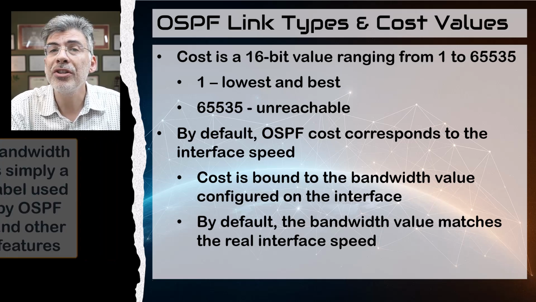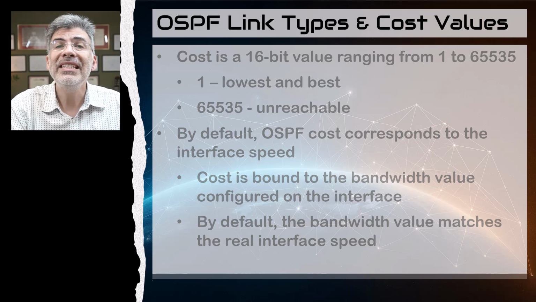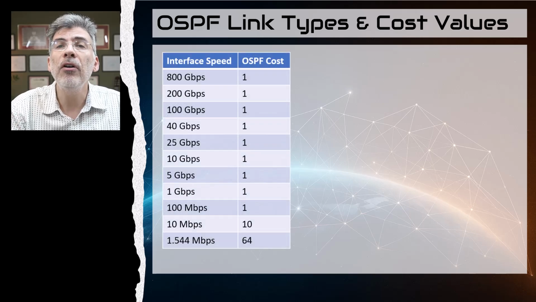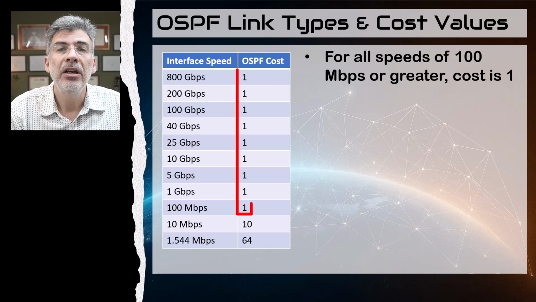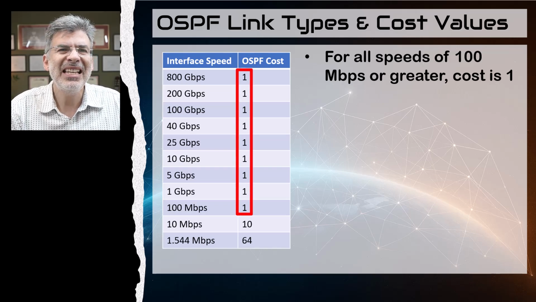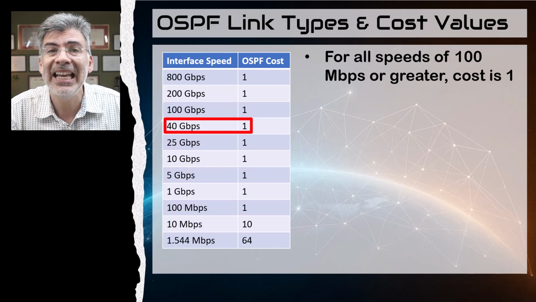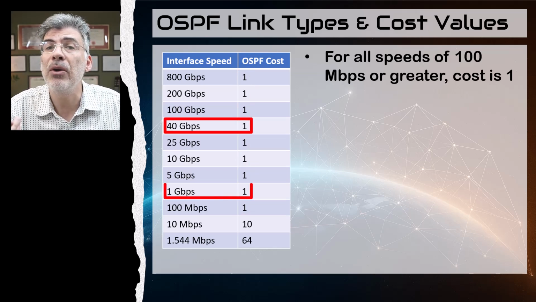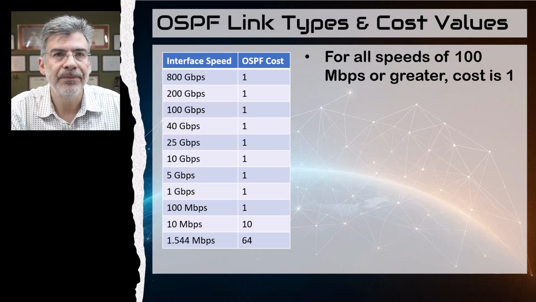So what costs are assigned to what interface bandwidths? Well, this table here shows the default cost values for various speeds. Note that for any speed of 100 megabits per second and higher, the cost is 1. Now, this doesn't really make sense. Shouldn't a 40 gigabit per second link have a smaller cost than a 1 gigabit per second link? Well, yes, it should. But remember, this is the default.